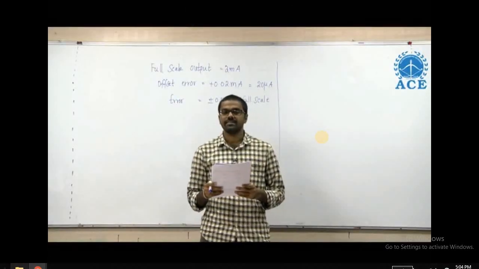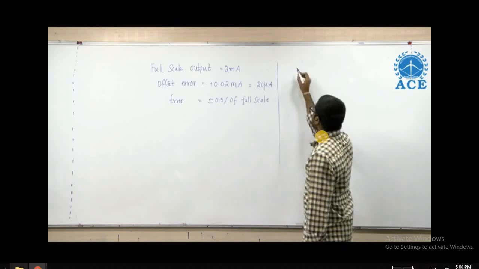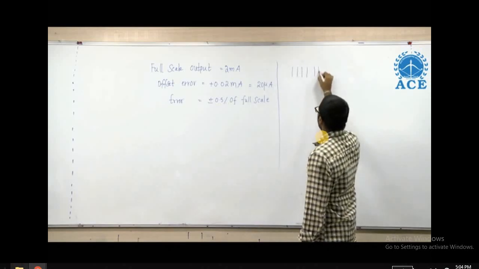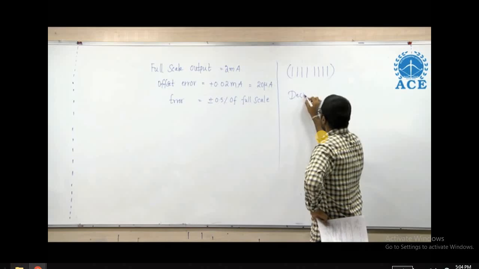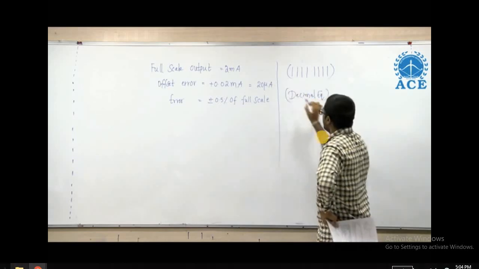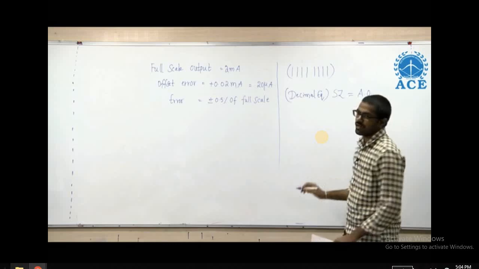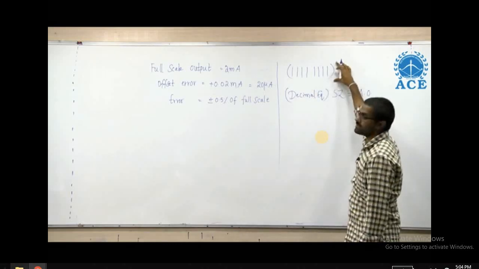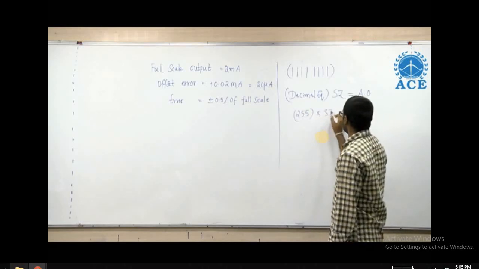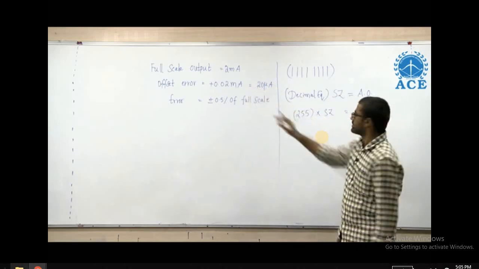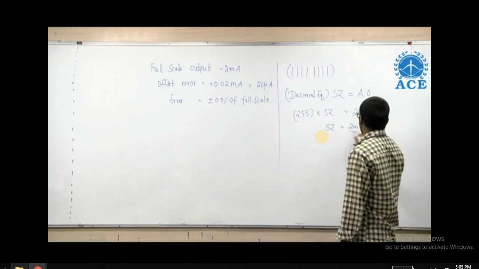Here, he has given us an 8-bit DAC and he also provided us a full-scale output of 2 milliamperes. Full-scale output of an 8-bit DAC will be obtained whenever all the bits are 1s. Again, utilizing the formula, the decimal equivalent of the digital input times the step size gives us the analog output. The decimal equivalent of this digital input is 255, and 255 times the step size gives the maximum full-scale output of 2 milliamperes. Therefore, the step size is 2 milliamperes by 255.